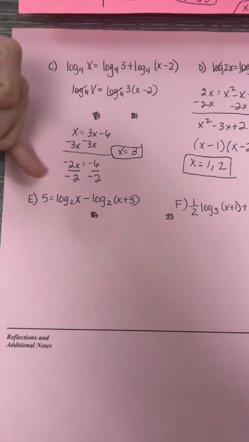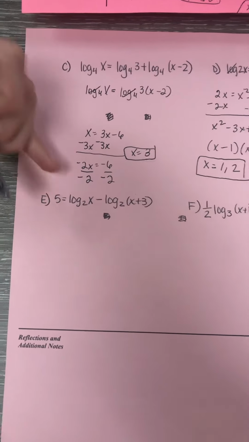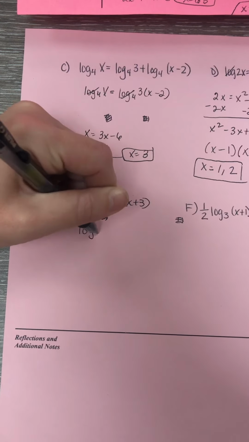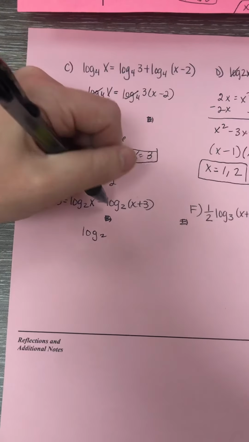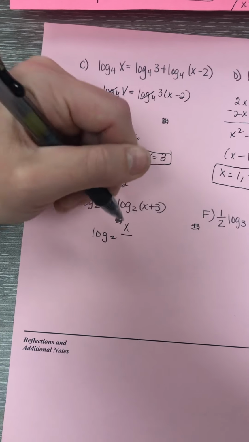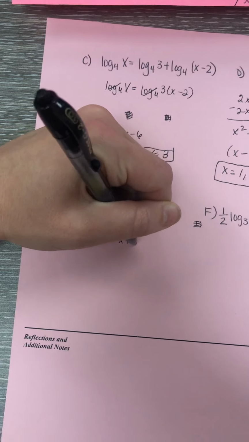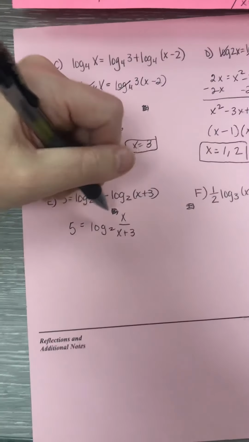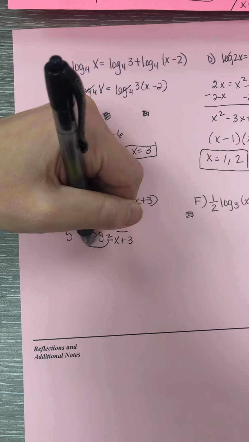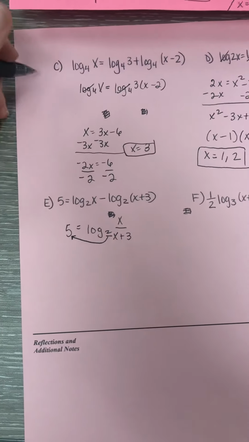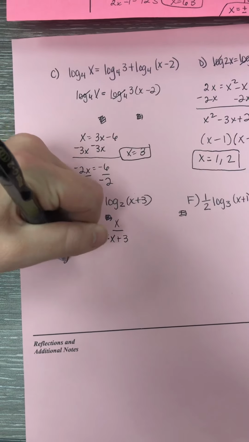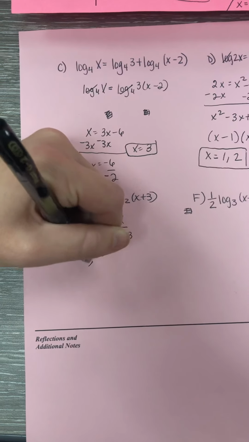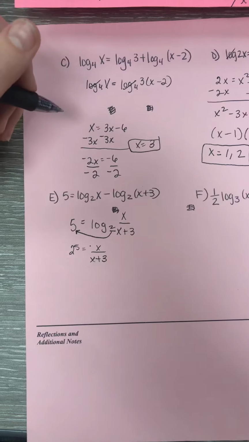Okay, the first thing that we're going to do on E is combine the logs that we have on the right side. So because it's subtraction, we will be writing them as division. We have x over x plus 3 equals 5. Okay, from here, we do what we've been doing when we have this situation. We're going to move this 2 and put it to the 5th power is equal to x over x plus 3.